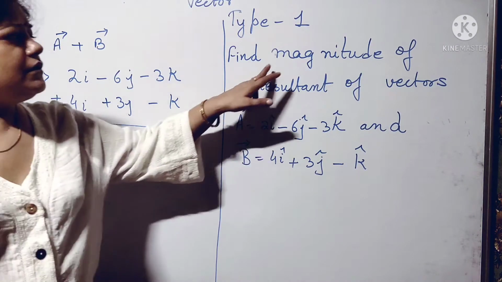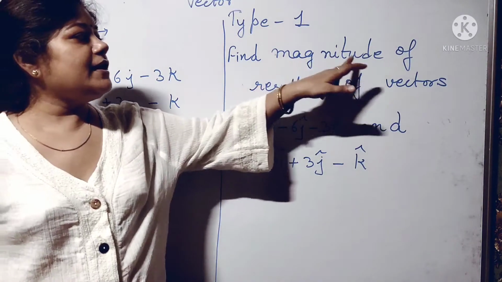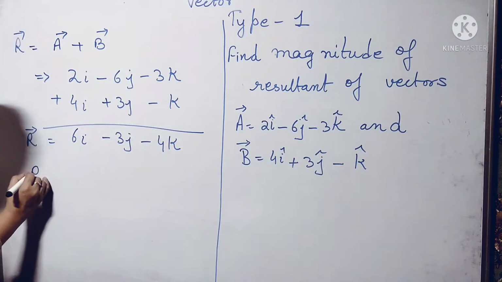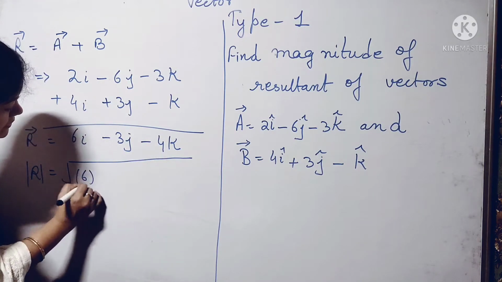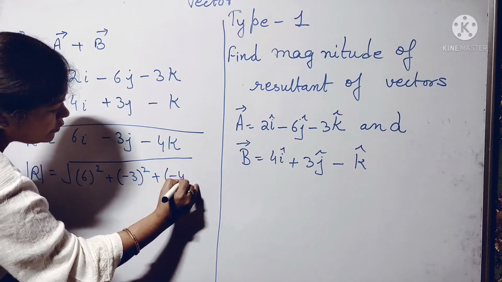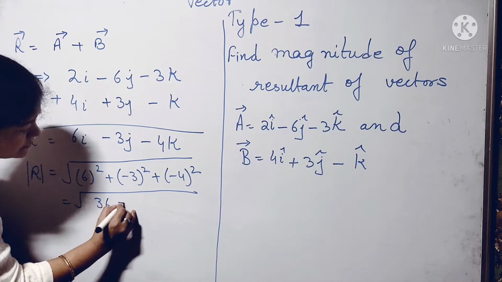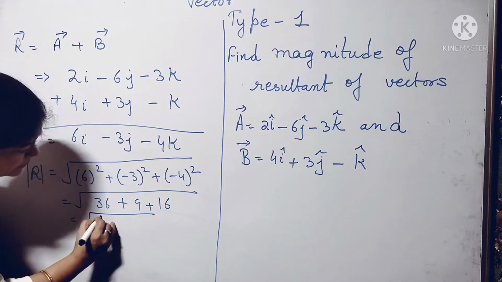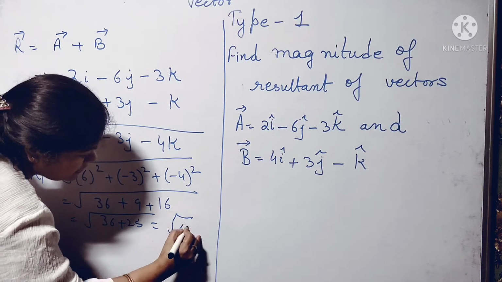But it is asked, find the magnitude of the resultant vector. Now, for the magnitude of the resultant vector, we find the mod of the vector, that is under root 6 square plus minus 3 square plus minus 4 square, which is equal to 36, 9 and 16. Now add them, 36 plus 25, that is under root 61.